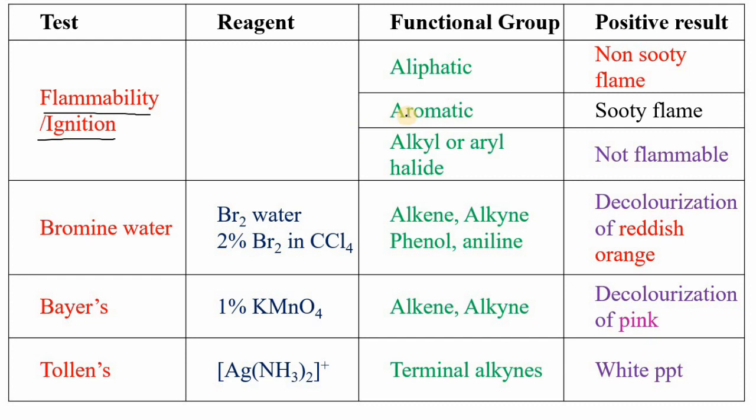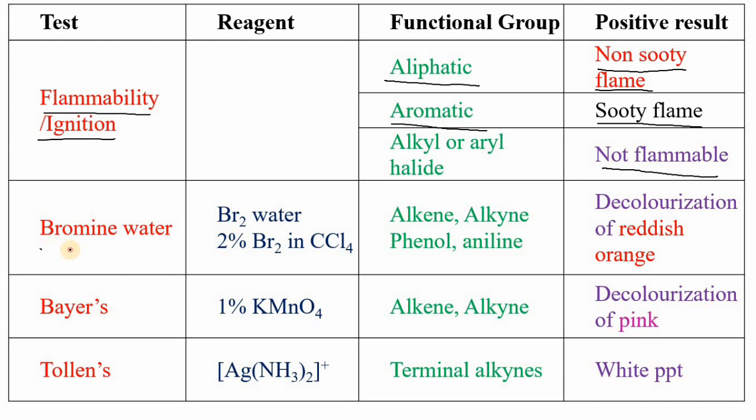Ignition test. This test is used to distinguish aliphatic compounds and aromatic compounds. In case of aliphatic compounds, there is a formation of a non-sooty yellow flame. In aromatic compounds, there is a formation of a sooty flame. We know that alkyl or aryl halides are not flammable. So in this case, there is no formation of flame.